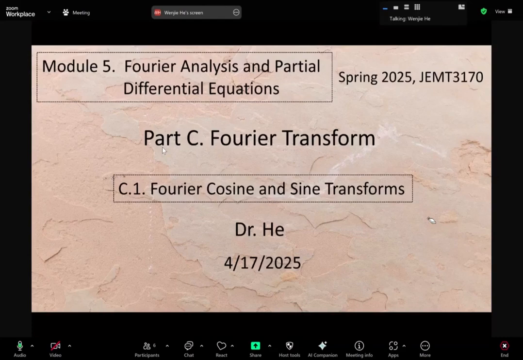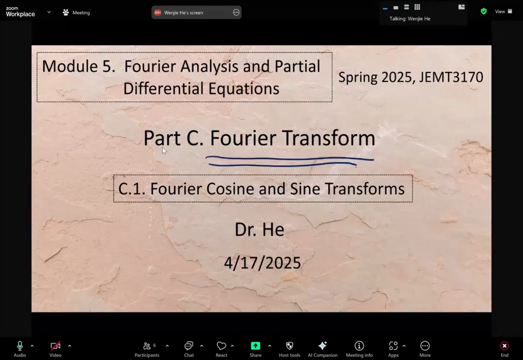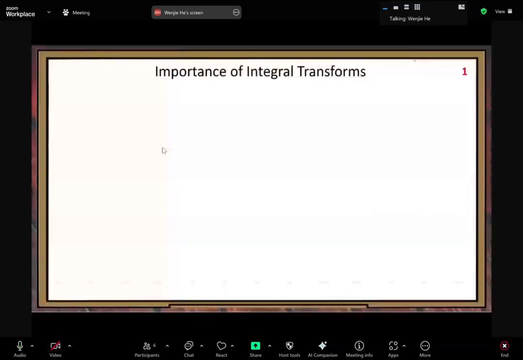Sine and Fourier sine transforms. Two special versions, but after we study the Fourier cosine and Fourier sine transforms, then we go to the Fourier transform. The most important one is the Fourier transform. Introduction first.